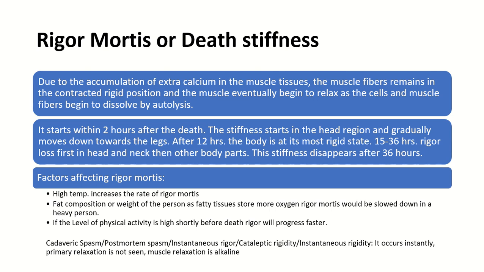Rigor mortis is also known as death stiffness or muscle stiffness. It starts within 2 hours after death. The stiffness first starts in the head region and moves towards the legs. After 12 hours, the body is at its most rigid state. Then, during 15 to 36 hours, the muscles start relaxing. So the rigor will be lost in the same pattern as it was started.